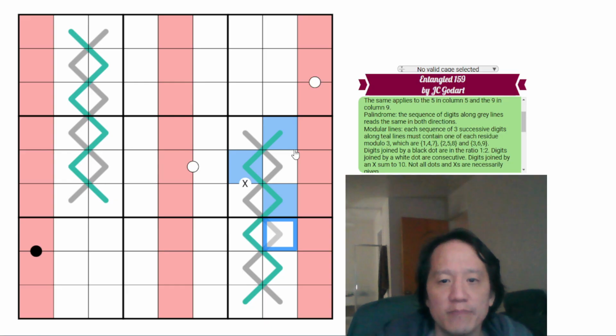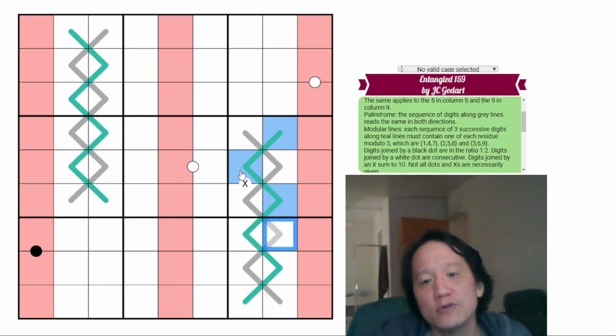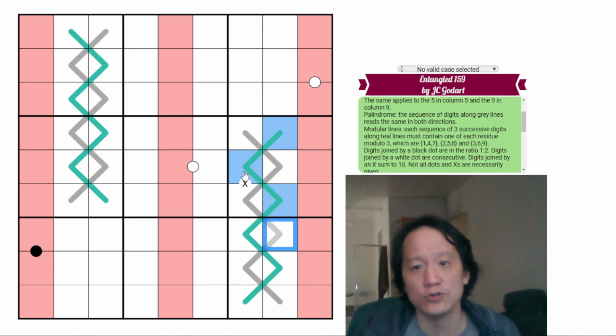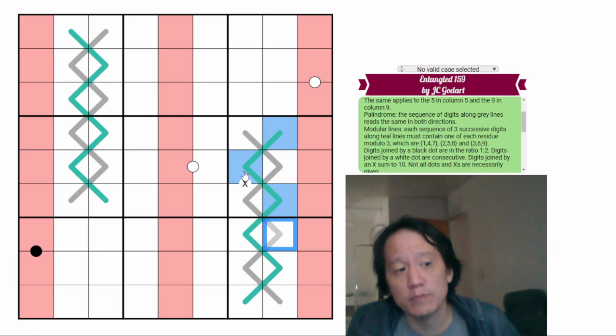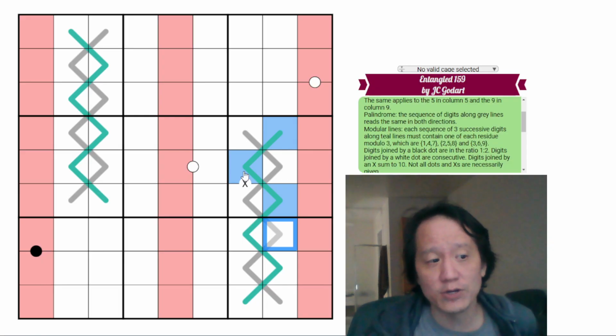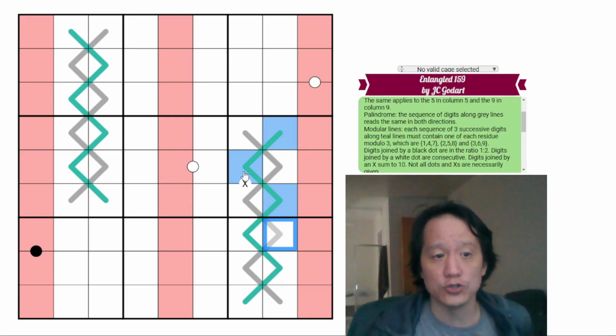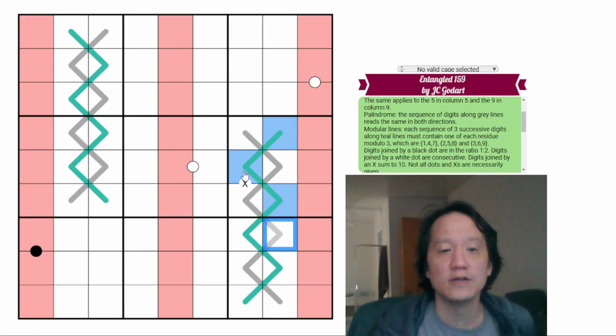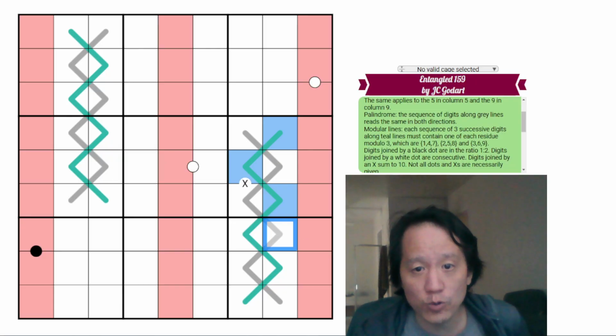One has to be modular 2, which is 2, 5, and 8, because 2 divided by 3 has a remainder of 2. 5 divided by 3 has a remainder of 2, and 8 divided by 3 also has a remainder of 2. Or modular 0. And so the last one has to be modular 0, whichever one is not modular 1 or modular 2. It has to be modular 0. So 3 divided by 3 leaves a remainder of 0. 6 divided by 3 leaves a remainder of 0. 9 divided by 3 leaves a remainder of 0. And that's what modular lines are.